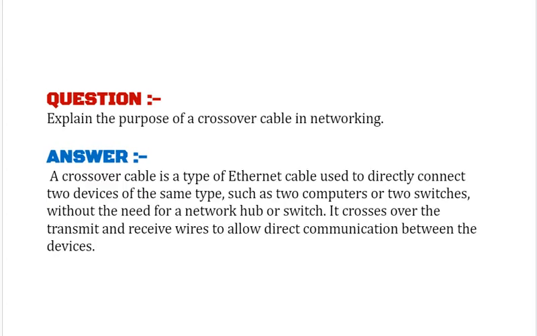Our next interview question is: explain the purpose of a crossover cable in networking. Your answer should be: a crossover cable is a type of Ethernet cable used to directly connect two devices of the same type, such as two computers or two switches, without the need for a network hub or switch. It crosses over the transmit and receive wires to allow direct communication between the devices.